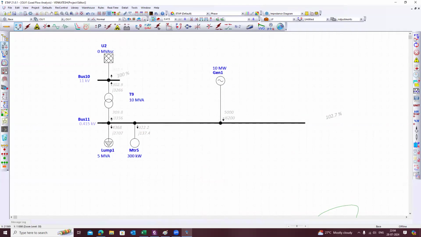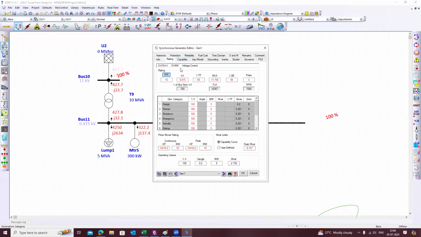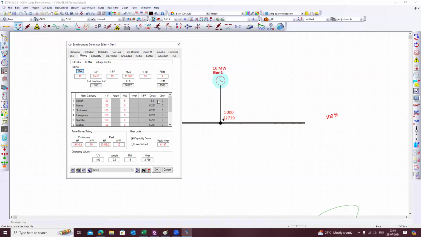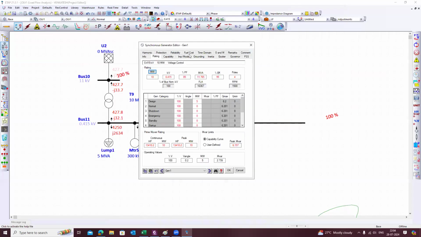If you operate in the voltage control mode, here you can define the bus voltage to maintain. It will try to maintain 100% voltage, and accordingly, within the reactive power limit, if it is able to push the reactive power up to this limit, it will push. I hope this is clear.